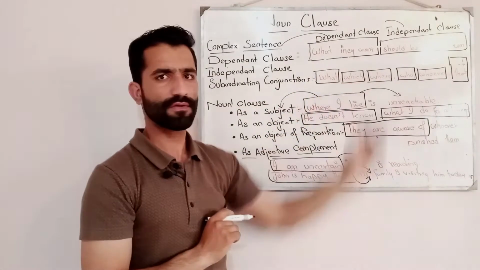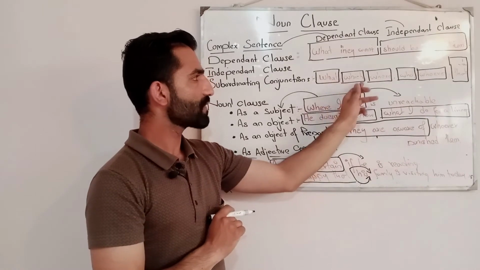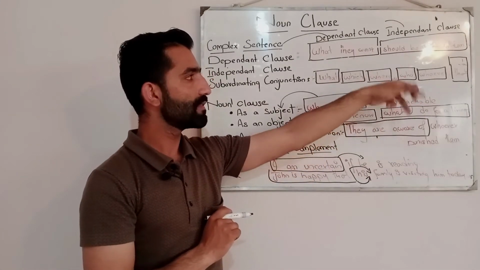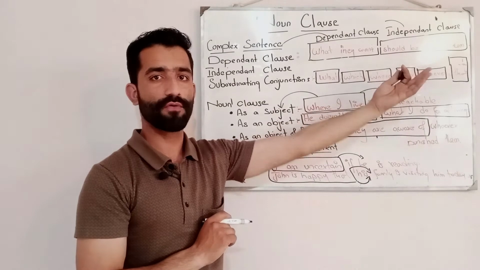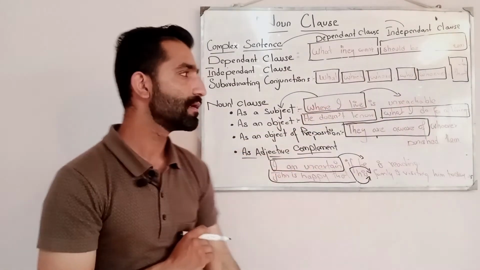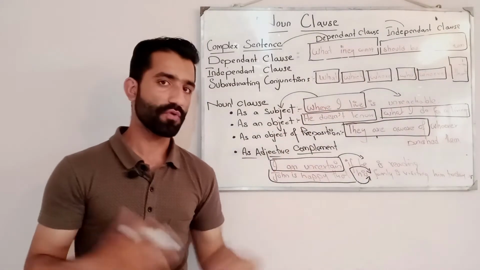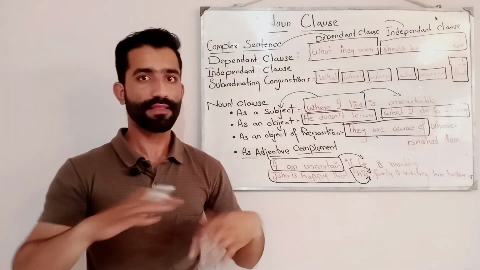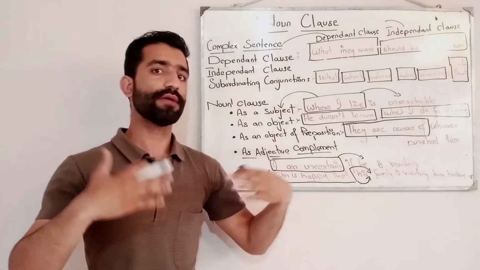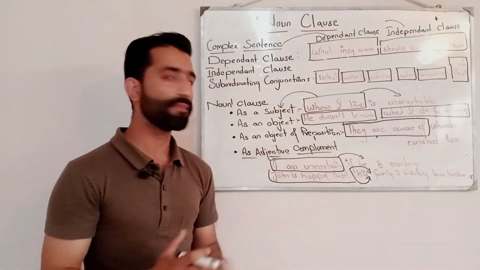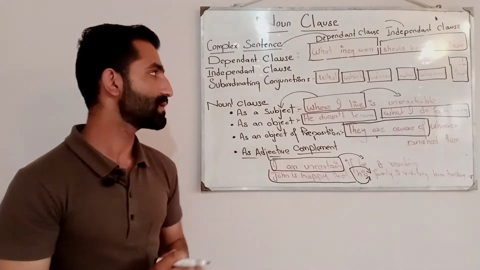Some of them we've just noted right over here. What, which, where, who, whoever, that, and so on and so forth, right? If, and some others, right? We've got a big list of subordinating conjunctions, of course, but that's not all that we are going to discuss today, because our main topic is the noun clause, so we'll be greatly focusing on that.